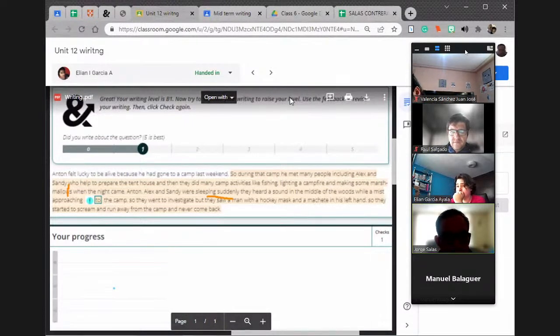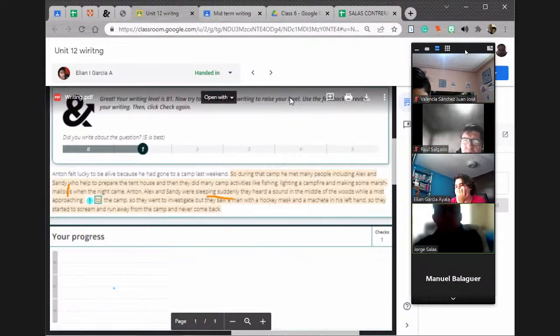With a hockey mask and a machete. Skip around away from the camp and never come back or came back. ¿Nunca regresaron o nunca regresan? Regresaron. Era que. So past, right? Mm-hmm. Yep. Check them. Okay.